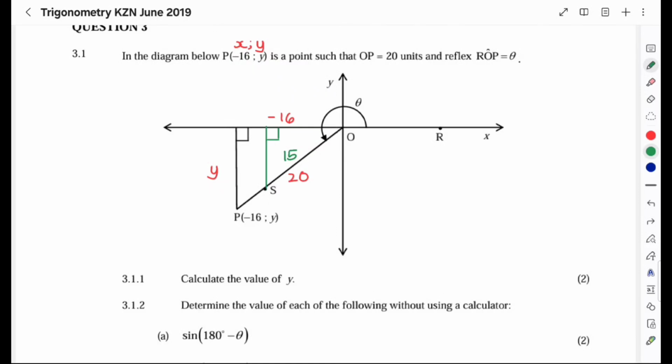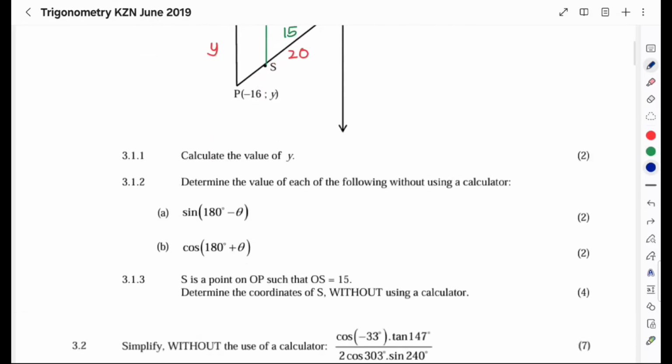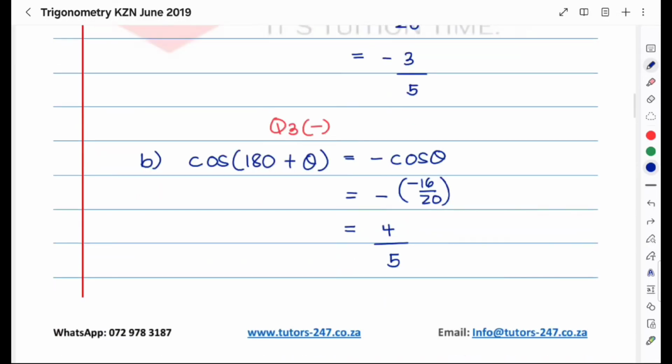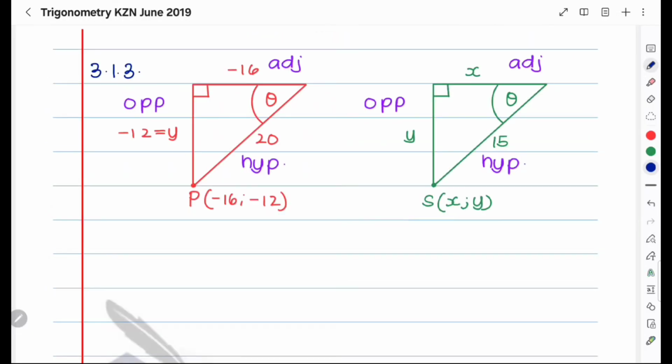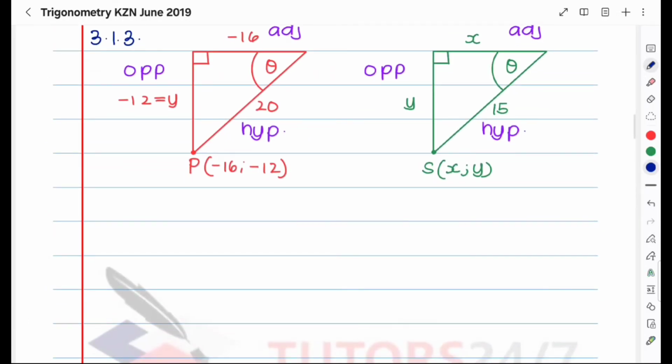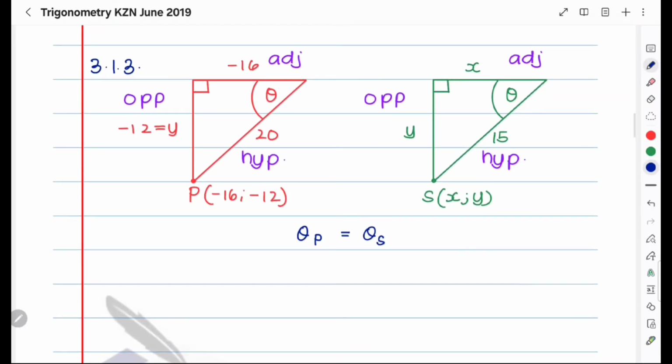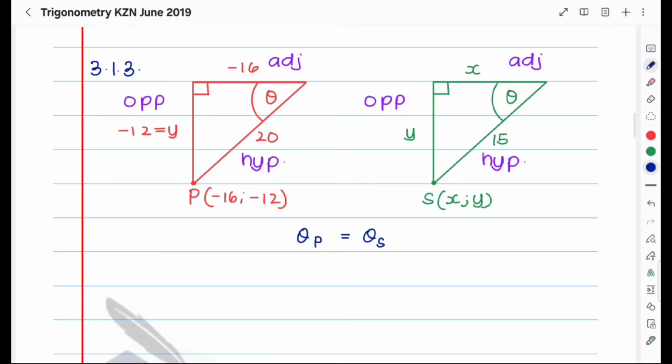X is the adjacent, so we will use cos. Y is the opposite, so we will use sine. So let us attempt question 3.1.3. As mentioned earlier, we know that theta from the triangle P is equal to theta from the triangle S. They have the same angle, which means their ratios are also equal.